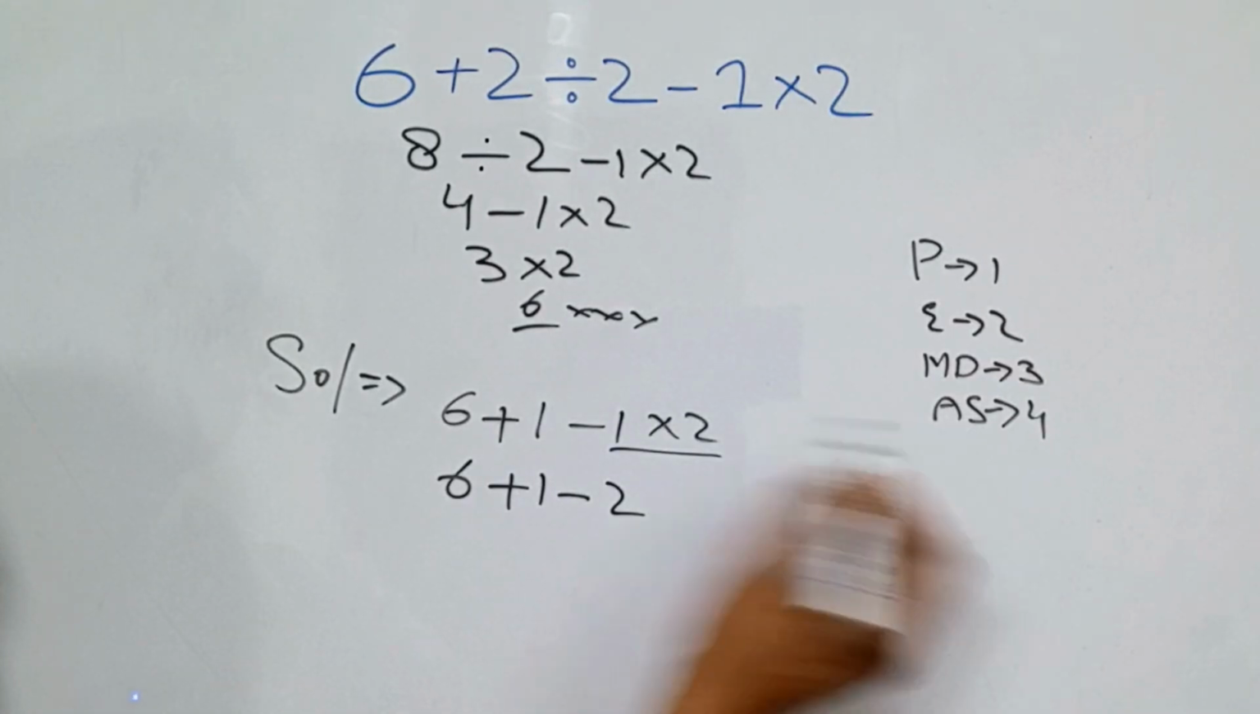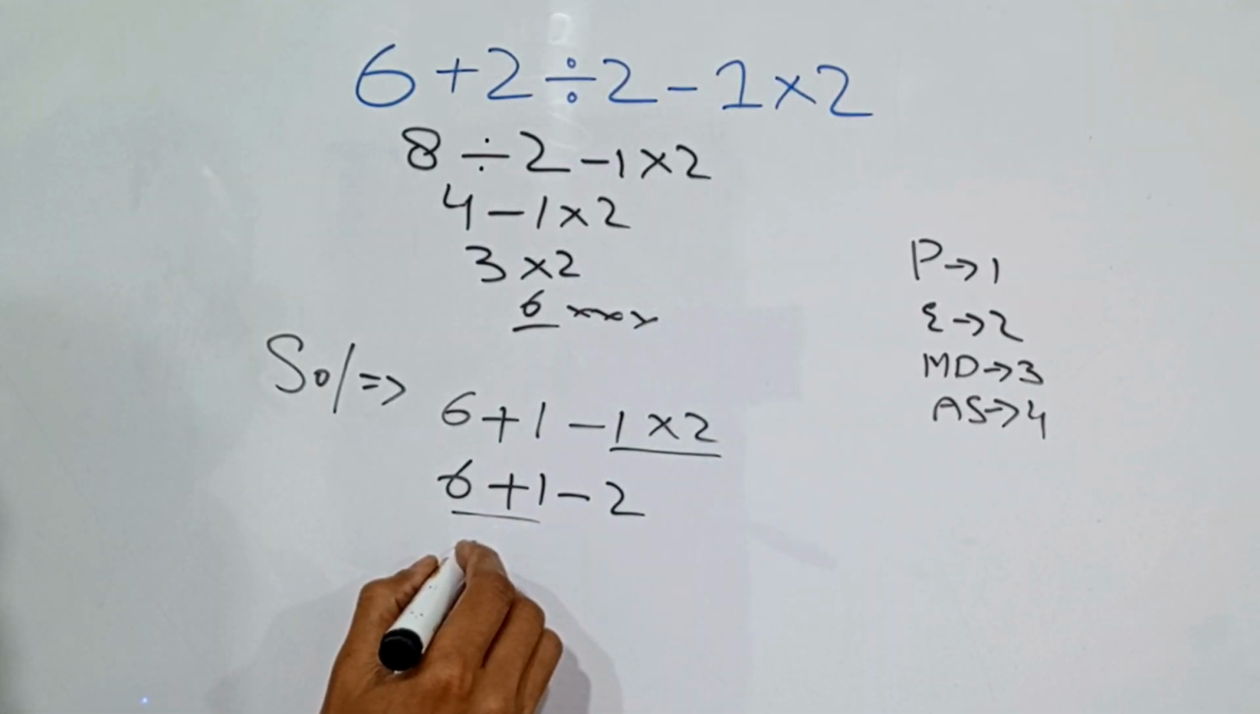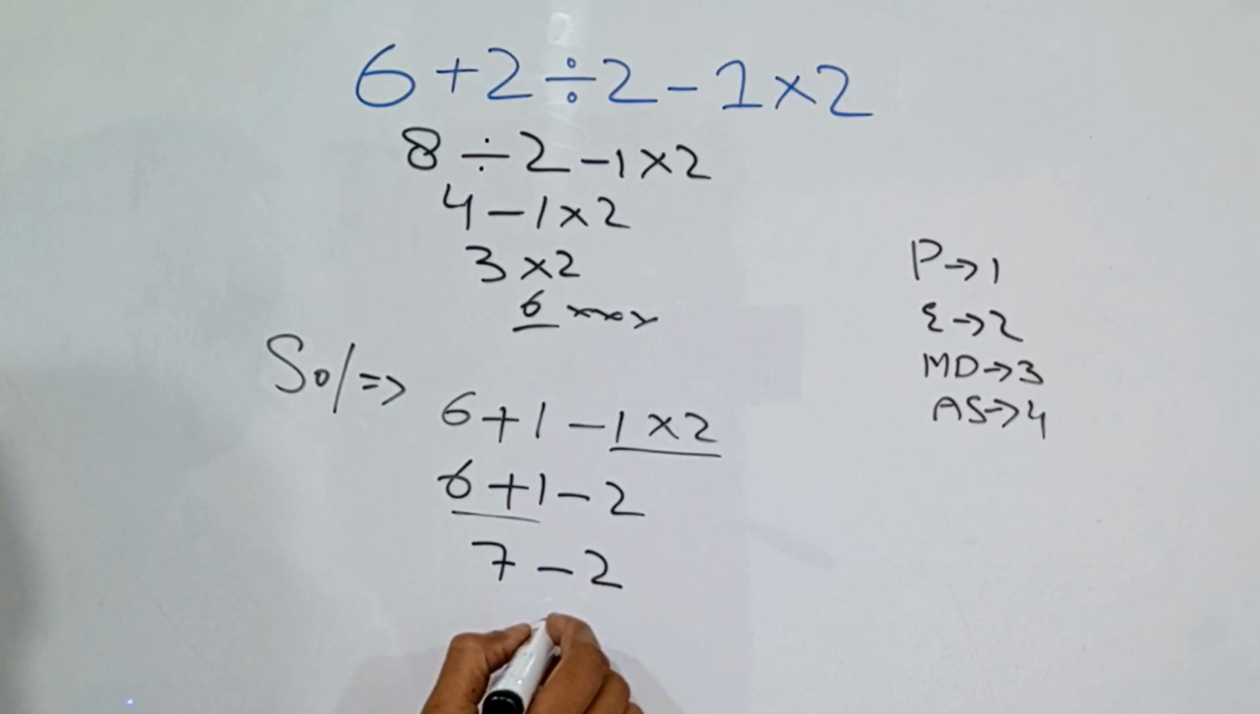Now addition and subtraction from left to right. 6 plus 1 equals 7 minus 2. And 7 minus 2 equals 5.